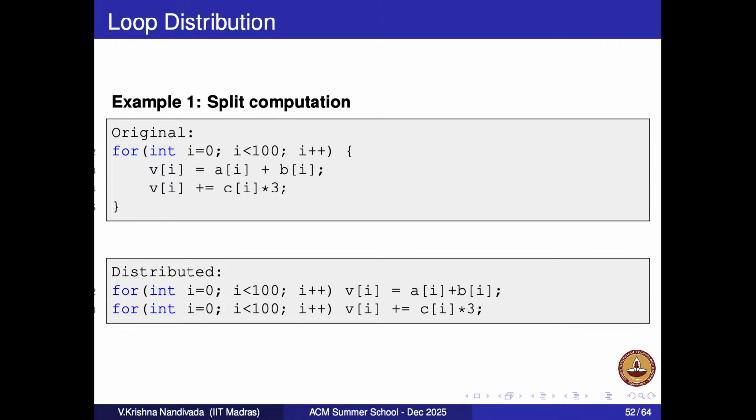Loop distribution in itself is rarely used for performance gains, though it can be. Let's see where it can be. I'll give an example where loop distribution can be useful too. I mean, loop distribution itself can improve performance. Many times we use loop distribution for other things, but it's also handy.